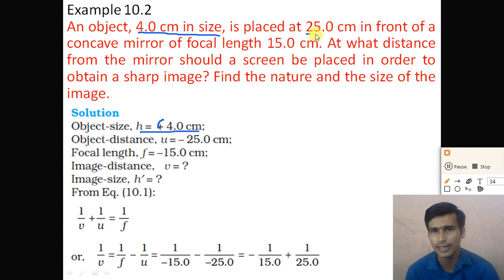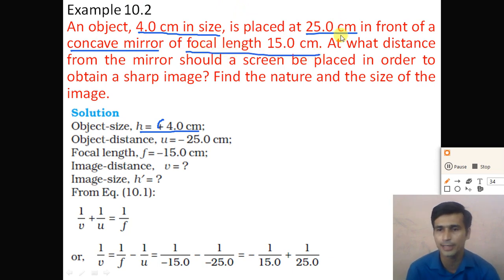is placed 25 centimeter in front of the concave mirror. The mirror given to you is a concave mirror. In the previous example, the mirror was a convex mirror, so we took the focal length of the convex mirror as plus. So here the mirror is a concave mirror of focal length 15 centimeter. So the object is placed 25 centimeter in front of the concave mirror of focal length 15 centimeter.